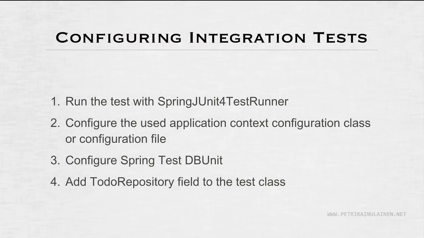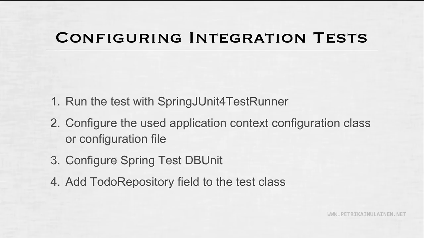The final phase of the configuration consists of these steps. 1. We have to ensure that the test is run by using the Spring JUnit 4 test runner. 2. We have to configure the used application context configuration class or configuration file. 3. We have to add the Spring Test DbUnit configuration to our test class. And 4. We have to add the to-do repository field to the test class.